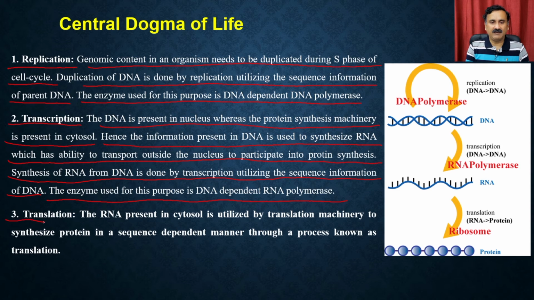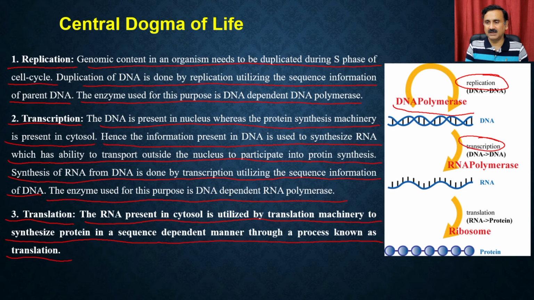Then we can also have the translation. The RNA present in the cytosol is utilized by the translational machinery to synthesize the protein in a sequence dependent manner through a process known as translation. So these are the things which we have depicted here. The DNA dependent DNA synthesis is done by the DNA polymerase, and the process is called replication. Then you can have the transcription, and then you also have the translation.